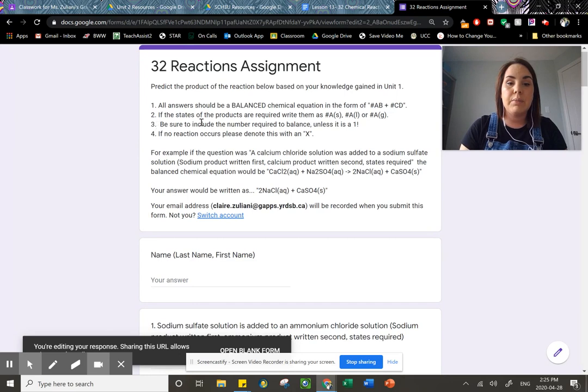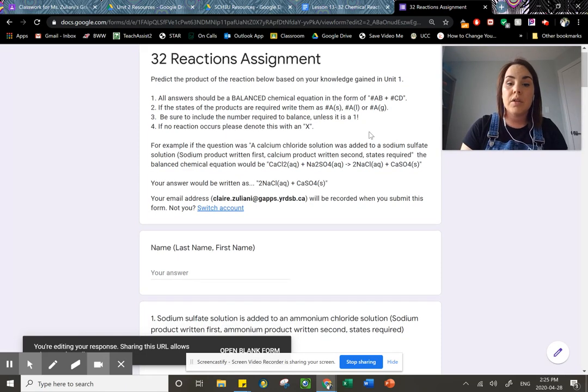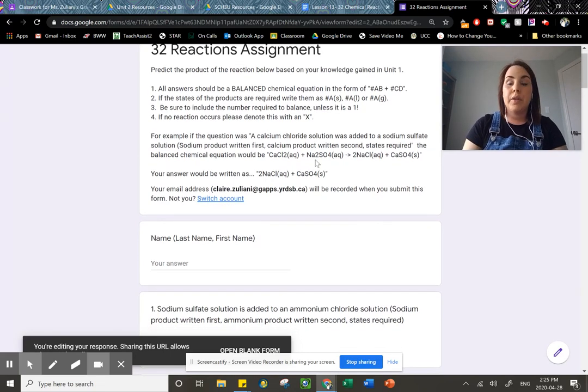It also says 3, be sure to include the number required to balance unless it's a 1. If it's a 1, just leave it blank. Don't put a 1 here for one of these numbers. Also, if you find that no reaction occurs, please denote that just with an X. The X is going to tell me that you understand that no reaction moves forward. So there is an example question with an example solution for you.